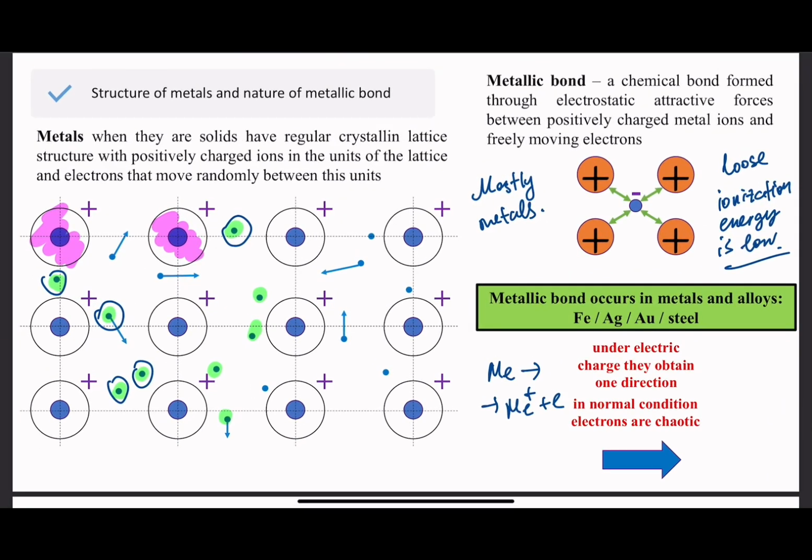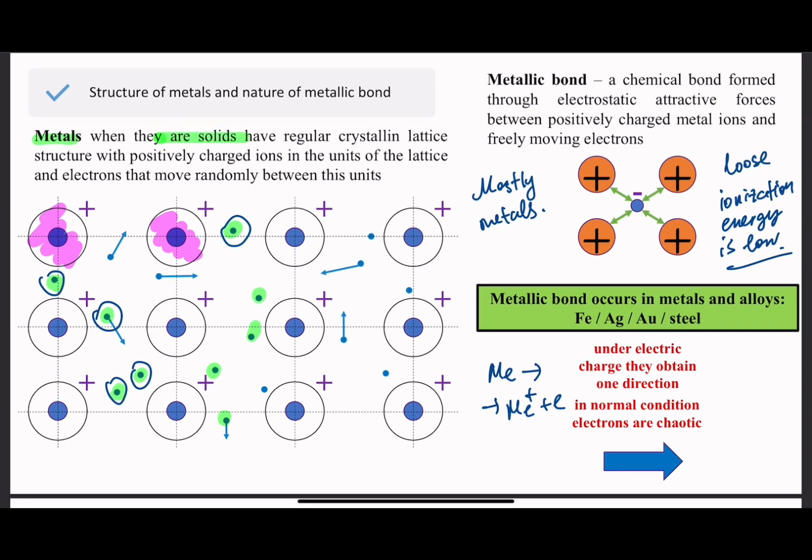Now, let's read the material that is given to us. Metals, when they are solids, have a regular crystalline lattice structure with positively charged ions. I told you that we have electrons and we have positively charged ions, in units of lattice and electrons that move randomly between these units. So you can see that electrons are moving freely. They move anywhere they want.